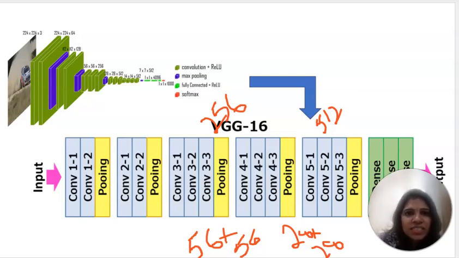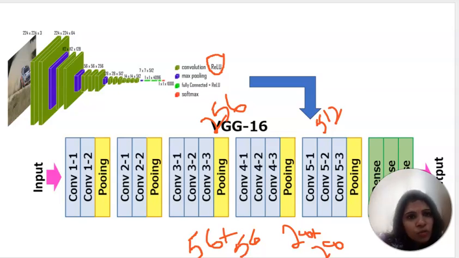Then after this, the last max pool layer, from here it is going to the 3 dense layers. 3 dense layers means 3 fully connected layers. So in all the previous convolution layers we are having the ReLU function. Here it is written, activation function as ReLU.